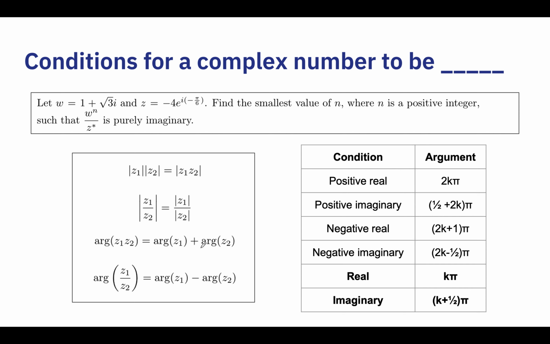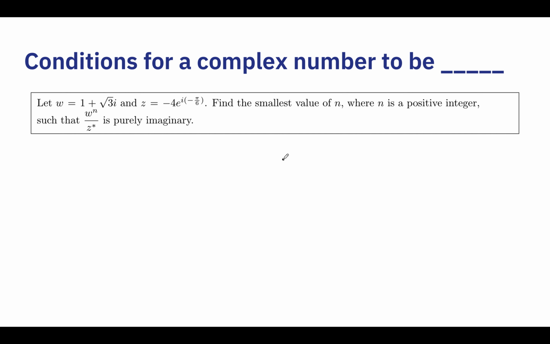In order to do this question, we'll need a few of the properties that we've learned about modulus and argument. For the product and division of moduli, you can split it up like this, and arguments become addition and subtraction. Okay, so I want to bring your attention to these last two conditions over here. In order for a complex number to be completely real, which means the coefficient in front of the i is zero, so there's no imaginary part, the argument must be equal to k pi. Okay, why is this so? If you think about it, if we draw the Argand diagram, right?